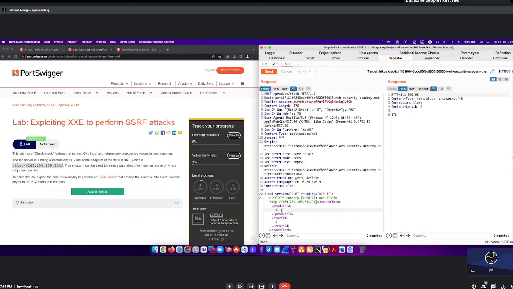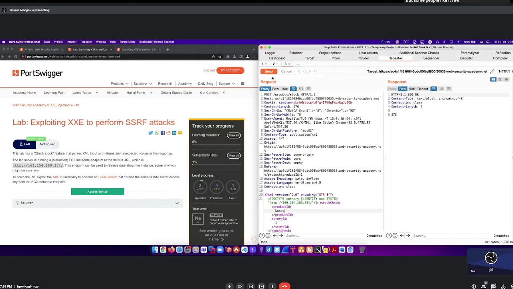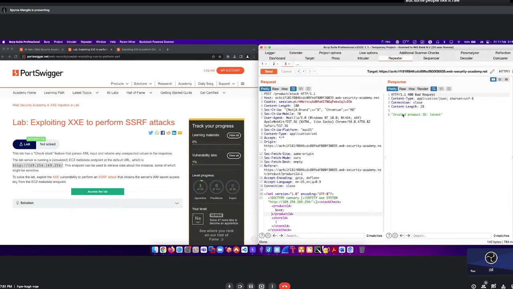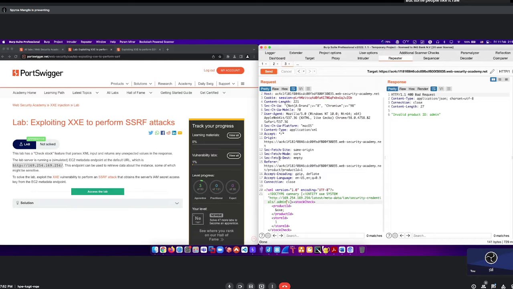Nothing happened. Ah, of course, nothing happened. Okay, invalid product ID and latest. I think, let me try that because I was assuming that it's going to be the metadata endpoint directly reachable from here, but that's not the case. Okay, see, those are actually directories. IAM, security credentials. And admin, okay.